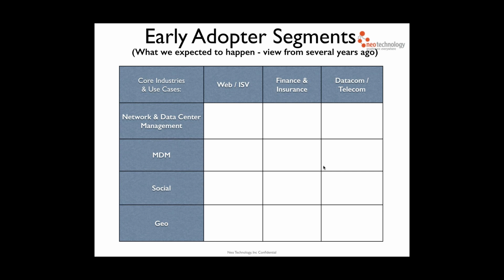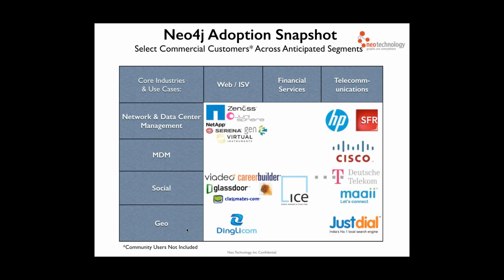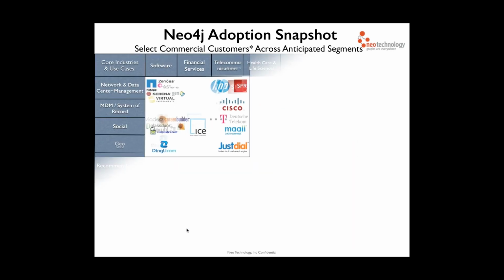So who's using this? When we first did this, we came from a content management background, having very complex things. So we thought about some verticals like web and finance and datacom and so on, and then some kind of use cases: social, master data management, network and data center management, and geographic and spatial stuff. And yes, there are a number of customers using this. These are just customers that actually pay us money and are partners to Neo Technology. However, as it turns out, the space is much bigger.